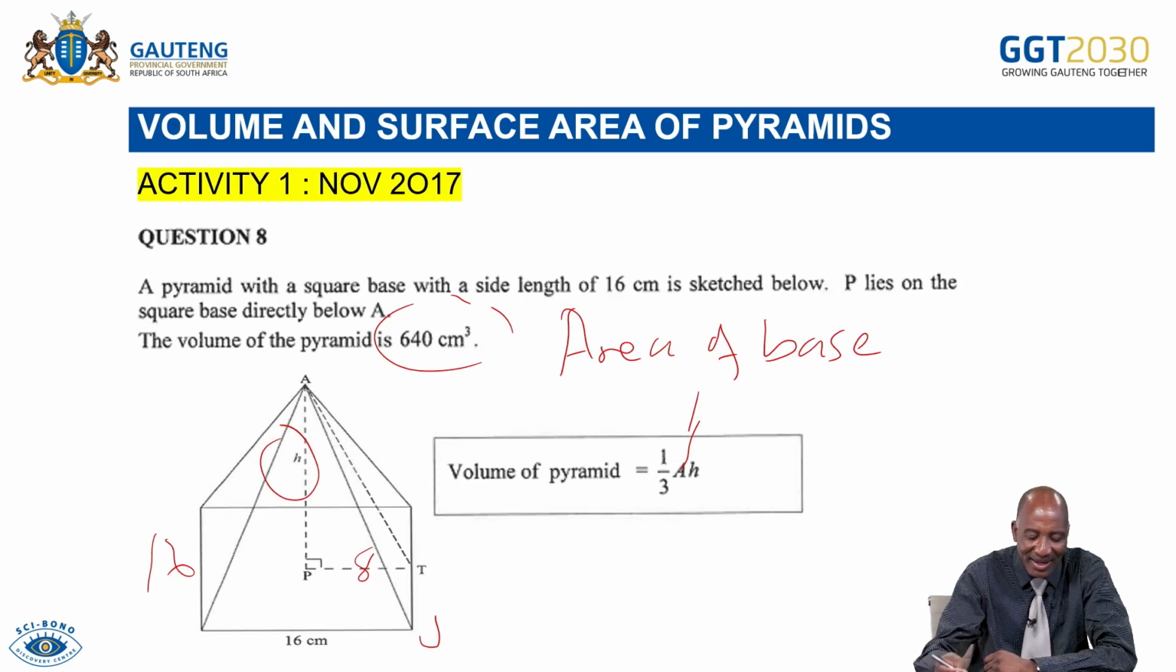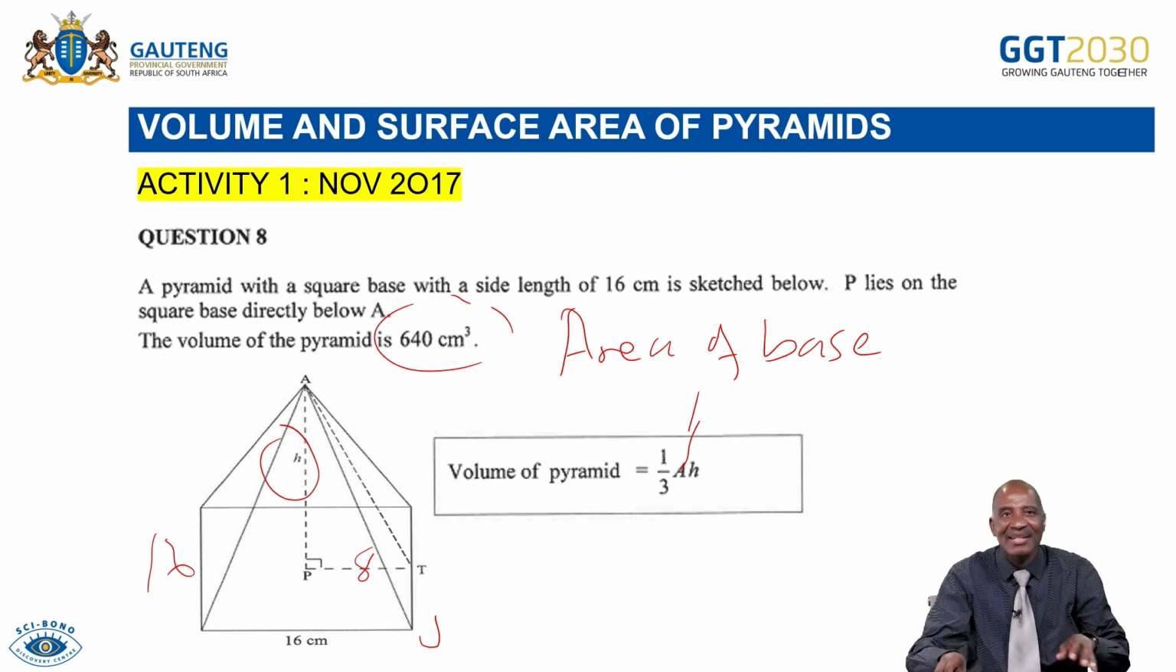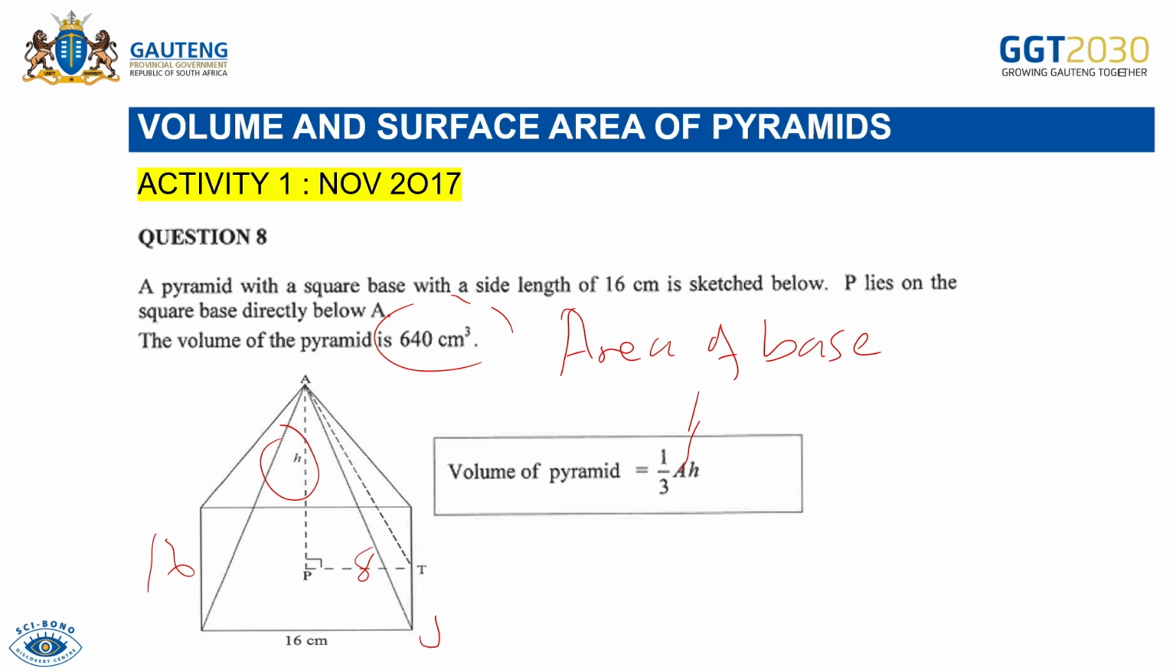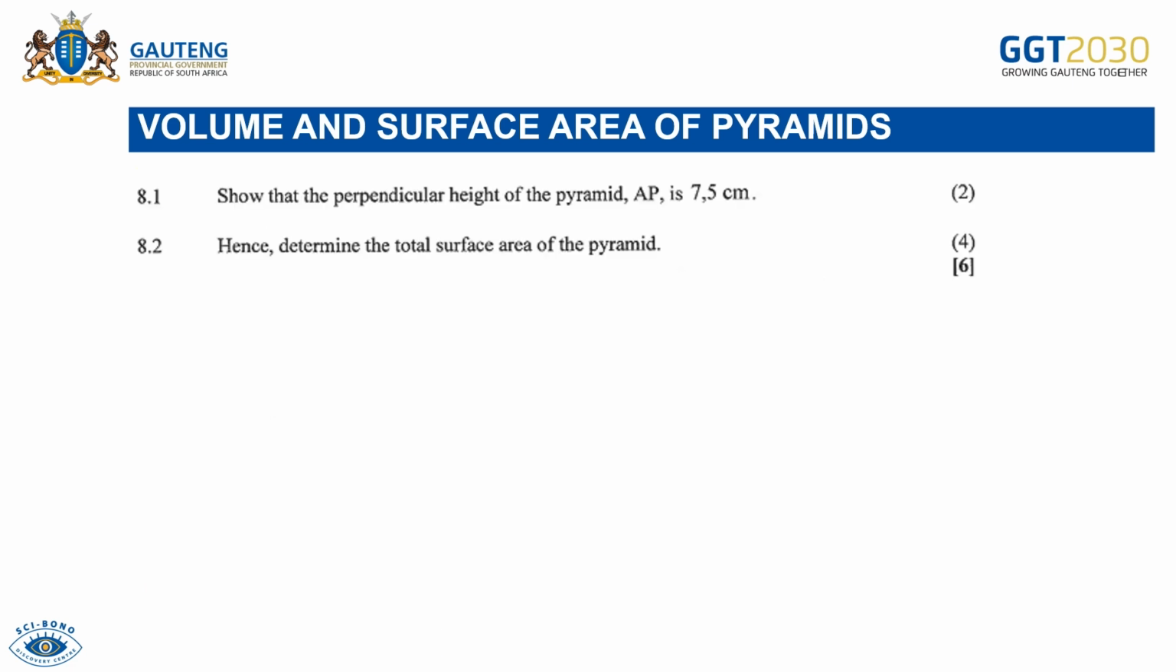The volume given is 640. Which formula are you going to use? There is the formula given, 1/3 area of base multiplied by height. Then you solve for your height h. That will be your AP. So take down the formula. V equals 1/3 area of base multiplied by the height. Then you proceed. I'm going to give you 1 minute to find your AP.